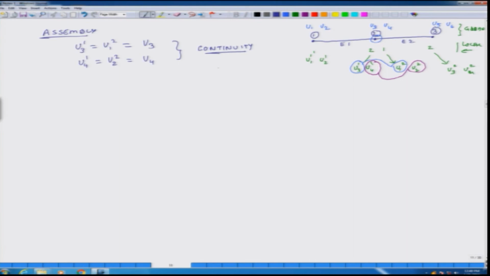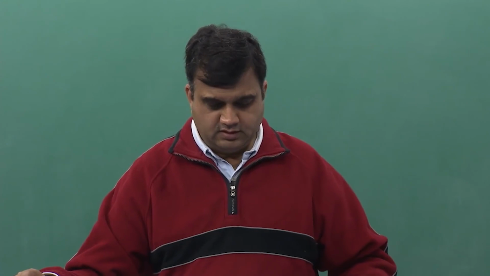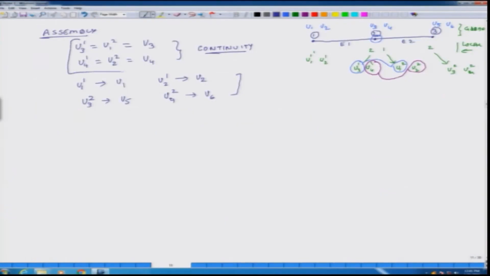And of course, when I am doing the assembly, eventually I will replace u1 of element 1 by u1, which is the global degree of freedom, u2 of element 1 by u2, and then at node 3 it will be u3 of element 2 by u5 and u4 of element 2 by u6. So, I will rename these at the assembly level. So, these are my continuity conditions.